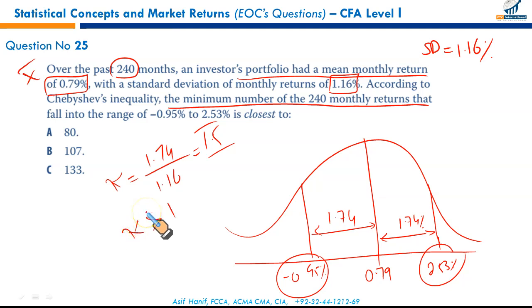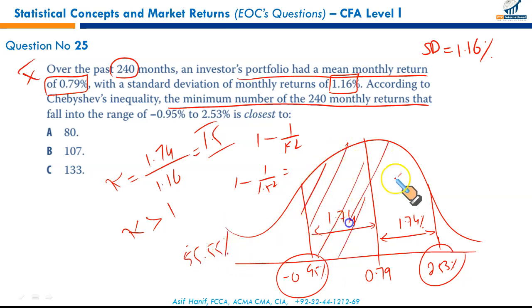K is greater than 1. That is 1.5. Now you can use the Chebyshev inequality. That is 1 minus 1 upon K square. That is 1 minus 1 upon 1.5 squared. And if you simplify this, 1.5 squared is 2.25, 1 upon 2.25, 1 minus that gives you 0.5555. So it means at least an area of 55.55% is covered within this region. At least. It could be more, maybe 70-80%. But this is at least the area within 1.5 standard deviations from the mean.